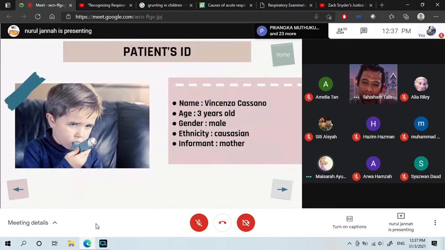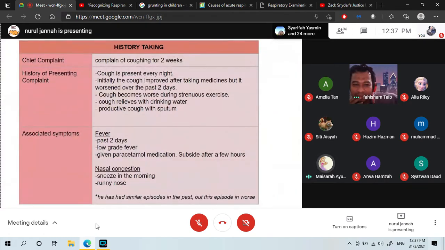Okay, doctor. So this is the patient's ID. The name is Vincenzo Casano. The age is 3 years old, and he is a boy. The ethnicity is Caucasian, and the informant is the mother. We're going to start with the history taking.